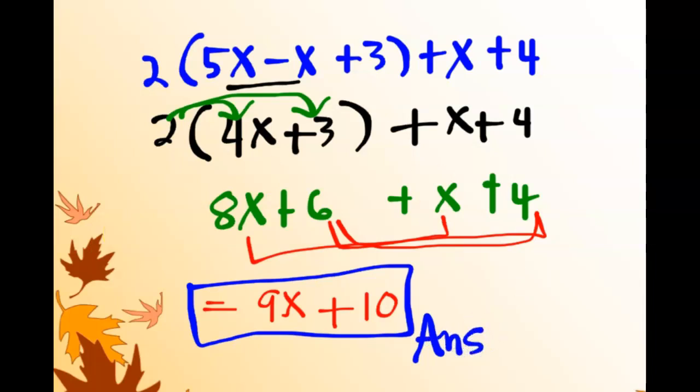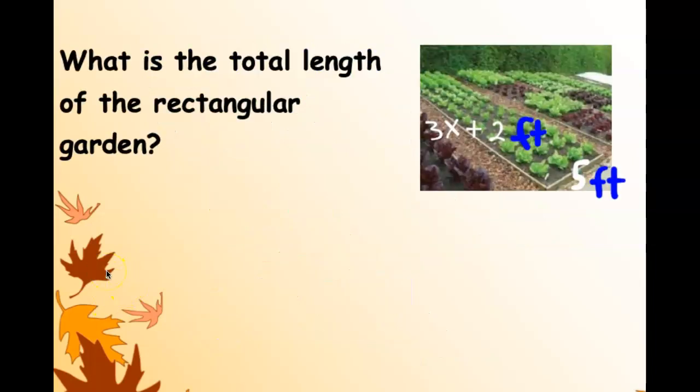Okay, last one. Let's see if we could do this in a word problem. So what is the total length of a rectangular garden? So we know that the length, maybe you could just say, what's the perimeter? Because you might be confused, what's the length? The length could be just one side. So we're talking about perimeter here. What's the total length around the rectangular garden?